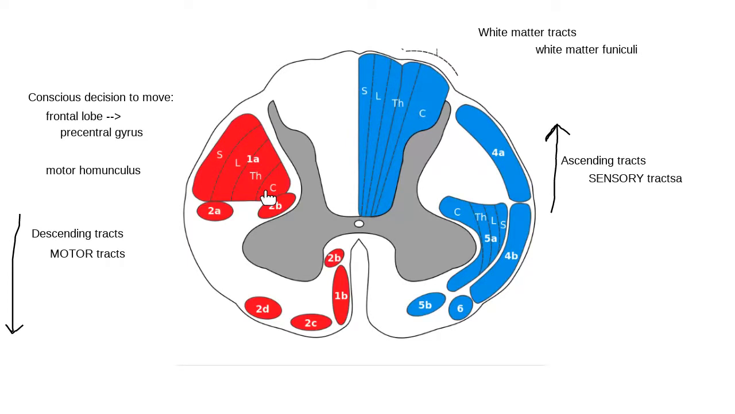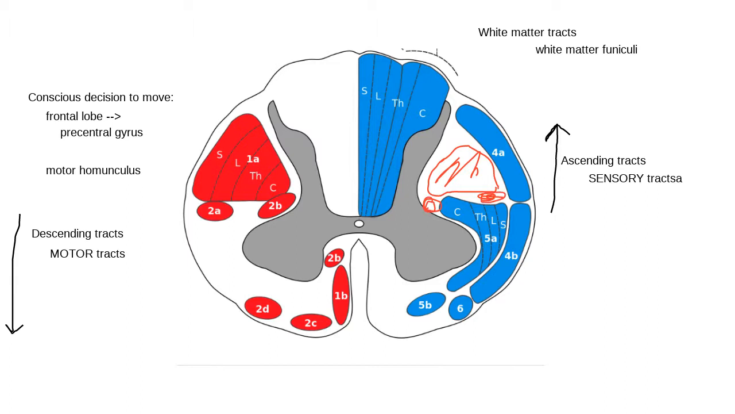Yes, I've got a question in the chat that asks if descending is always on the left and ascending is always on the right. It's a great question. The answer to that question is actually no. So check this out. I'm going to do some really bad drawing here.